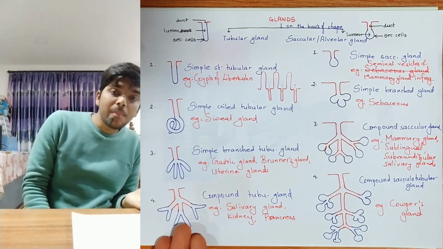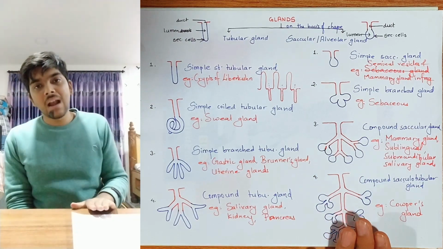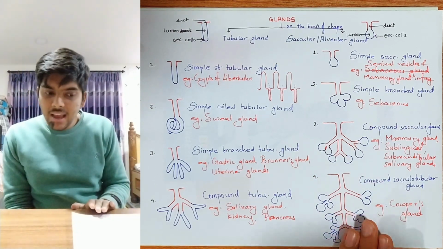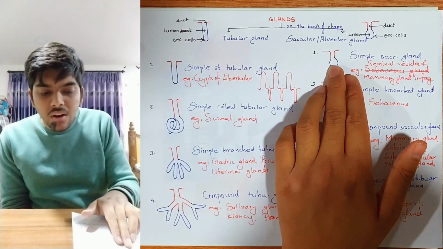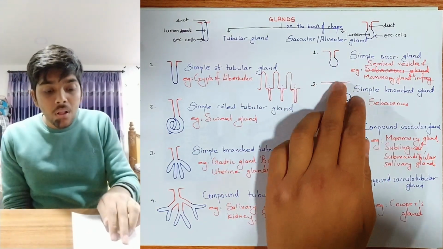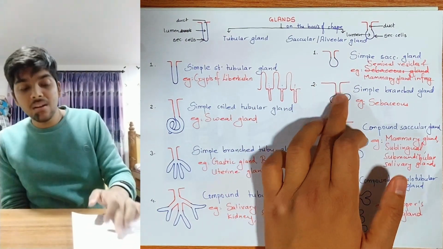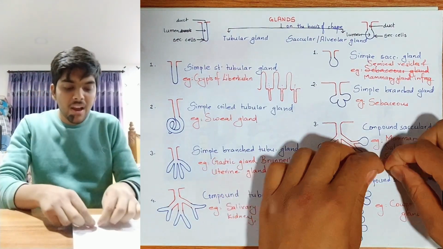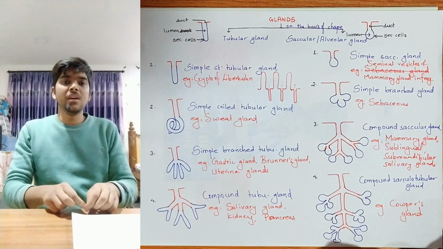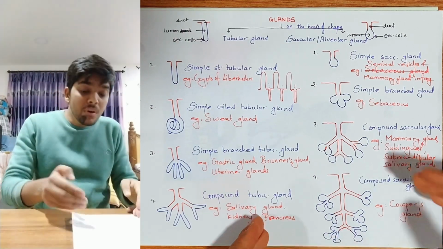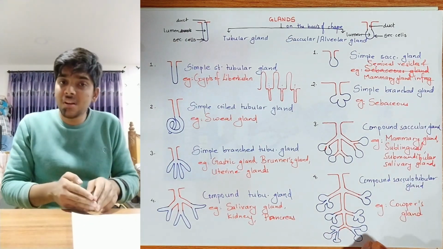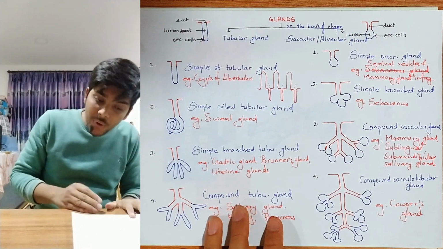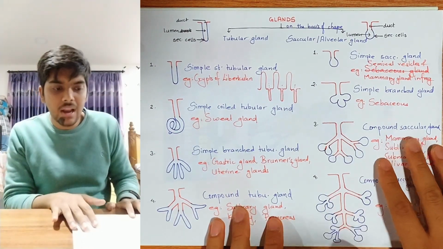Apply the same concept over to saccular gland, where the glands are sac-like. So there's your simple saccular gland. There's your simple but branched gland. There's your compound saccular gland. And then finally, this huge thing is your compound tubulosaccular or saccular-tubular gland, which is a combination of both compound tubular gland and compound saccular gland.